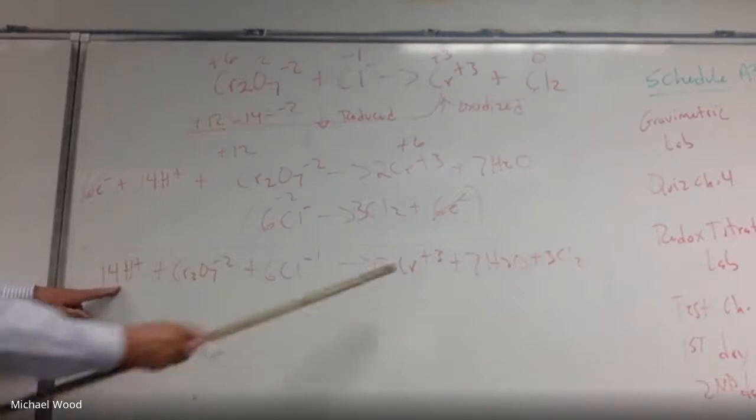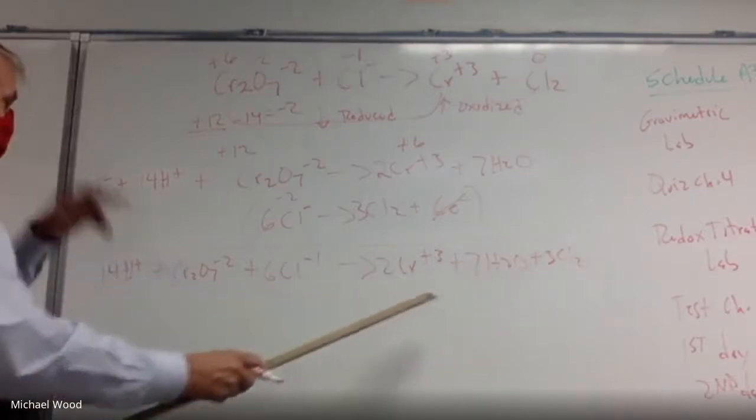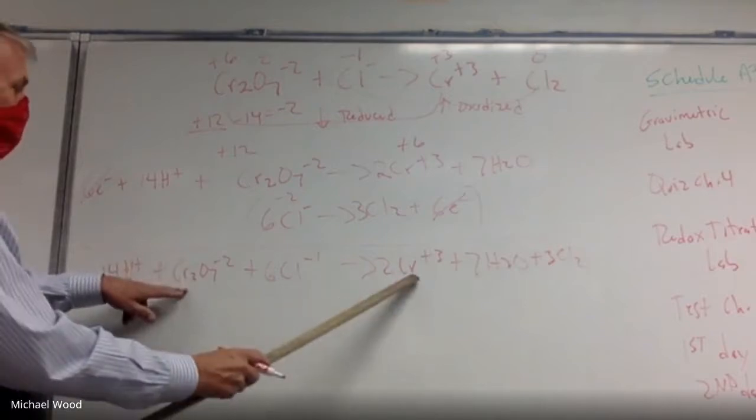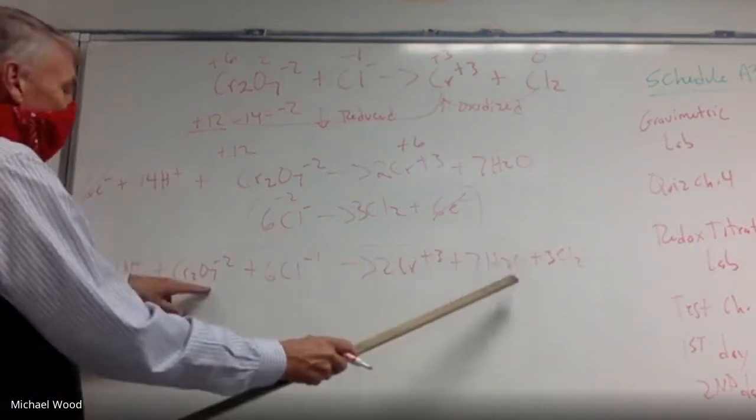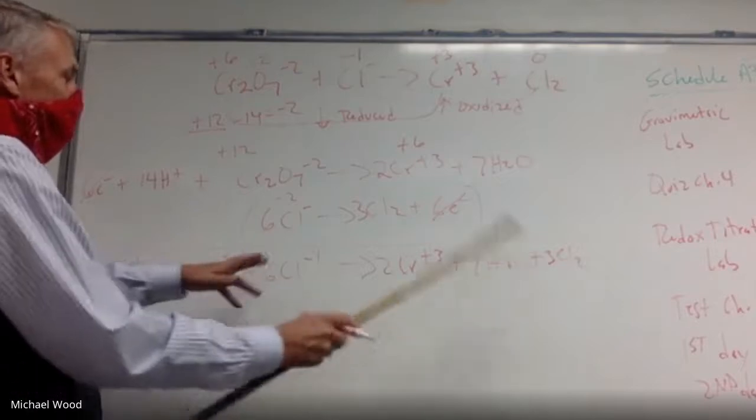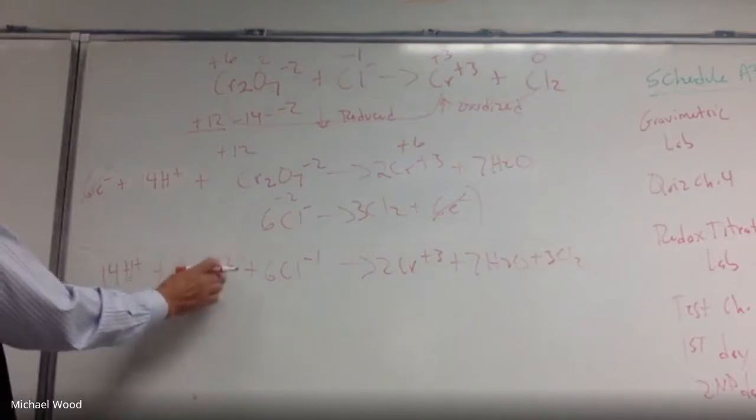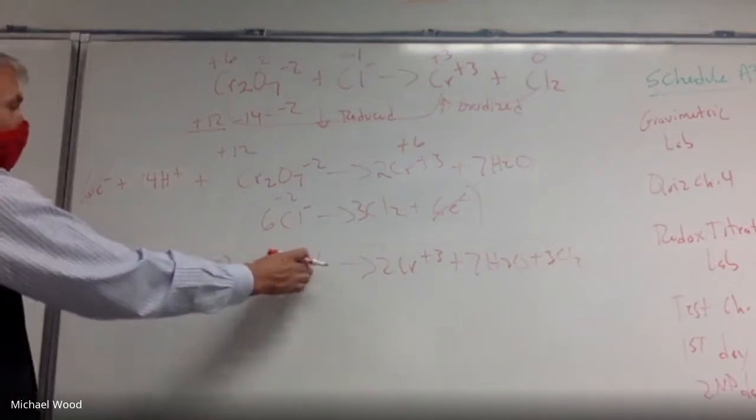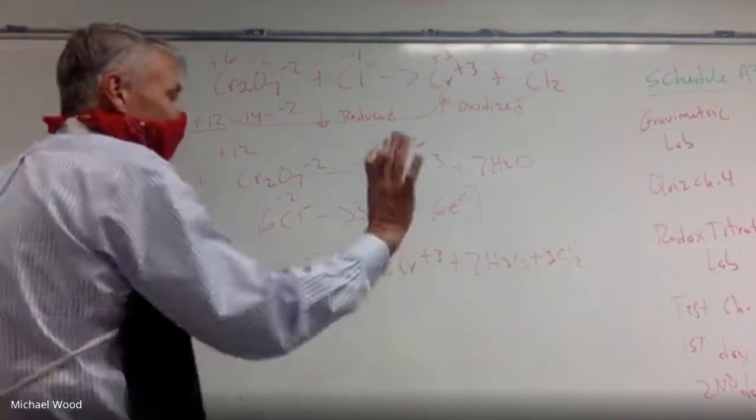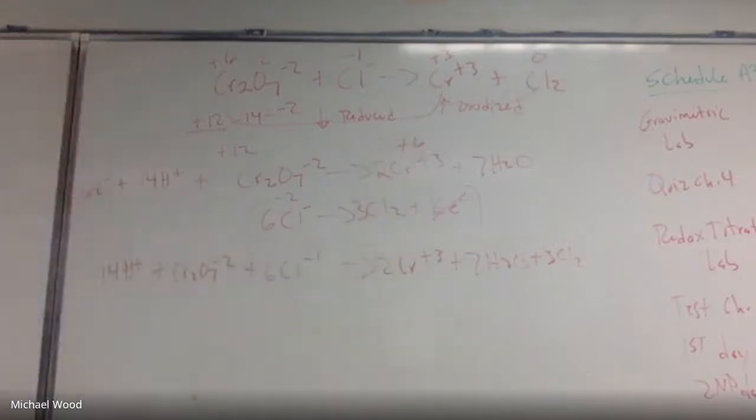So I have 14 H's, 7 times 2, 14 H's, 2 chromiums, 7 waters or 7 oxygens, 6 chlorines. The charge should be balanced. So I've got 14 positives, 2 negatives, so that's positive 12 on the left, and positive 6 on the right, so everything's balanced. That makes sense? Definitely got to be able to do this on our test.